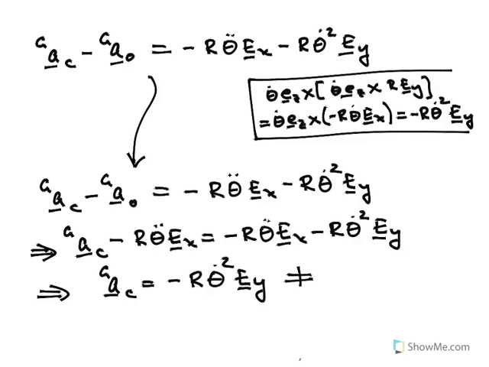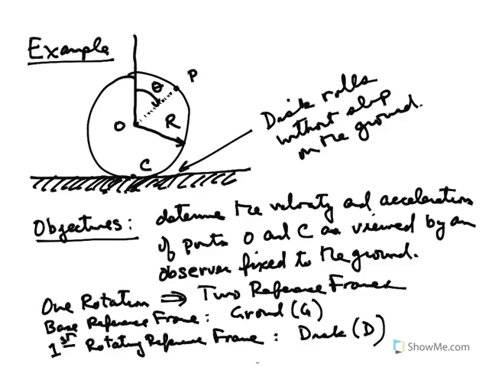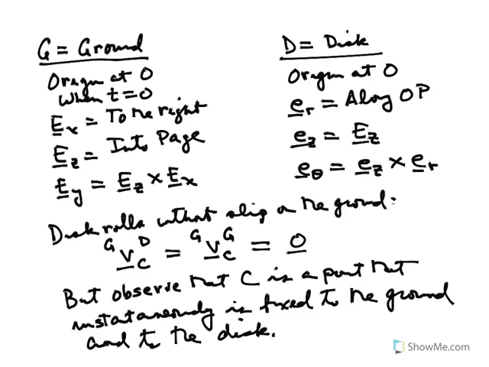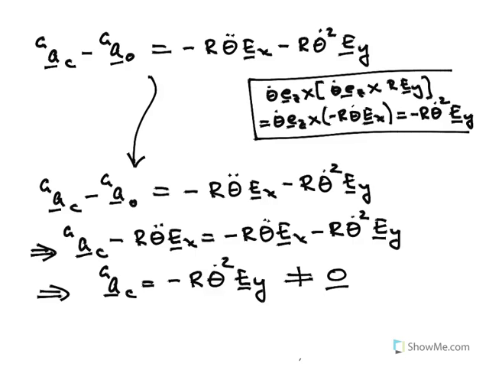This is not equal to 0. So even though the disk is rolling without slip, let's go back to the original picture. The disk is rolling without slip on the ground, and the velocity of the point of contact is equal to 0 because the velocity of the point of contact on the disk is the same as the velocity of the point of contact on the ground, and we're measuring everything relative to the ground. And that's equal, so that means the velocity of point of contact on the disk is 0. Just because the velocity of the point of contact on the disk is 0 does not mean that the acceleration of the point of contact is 0.